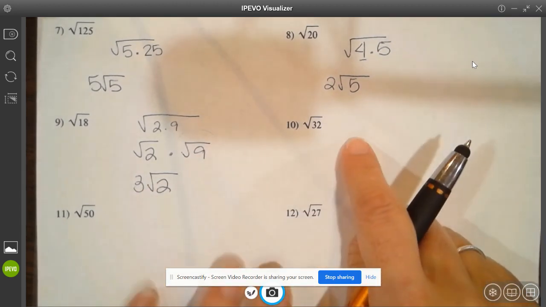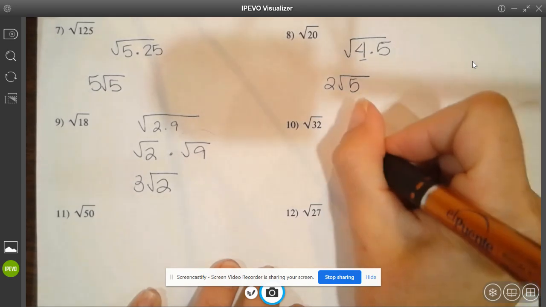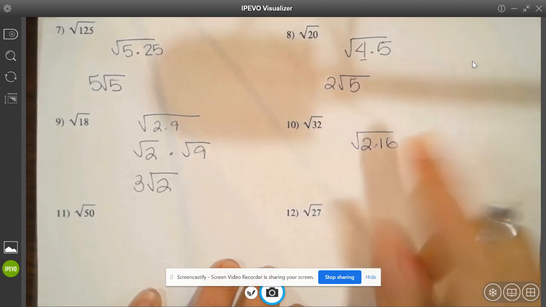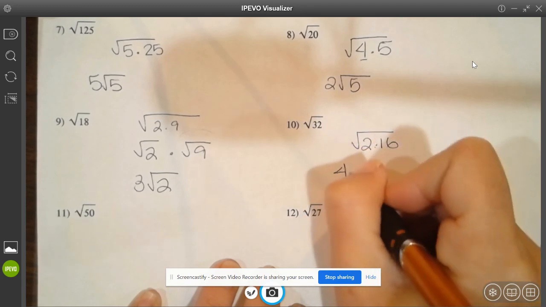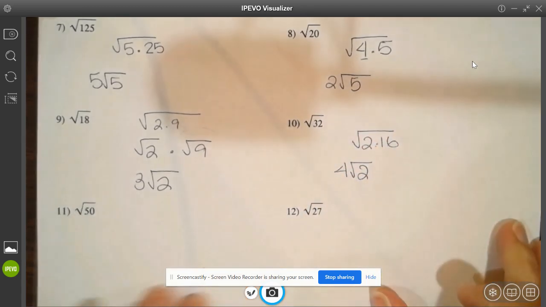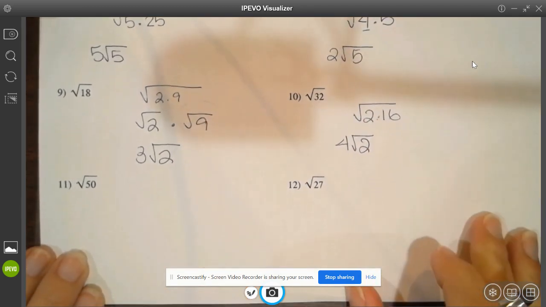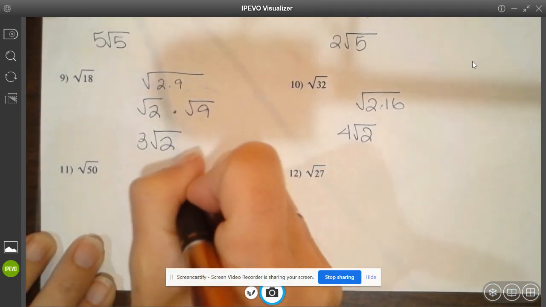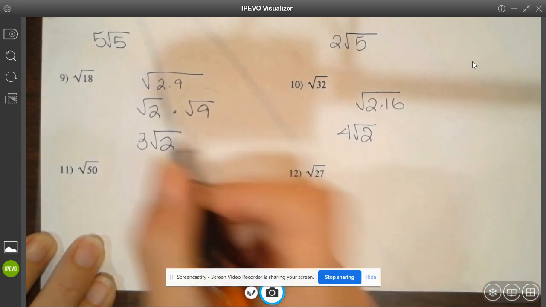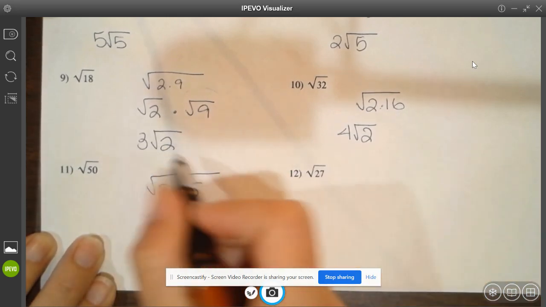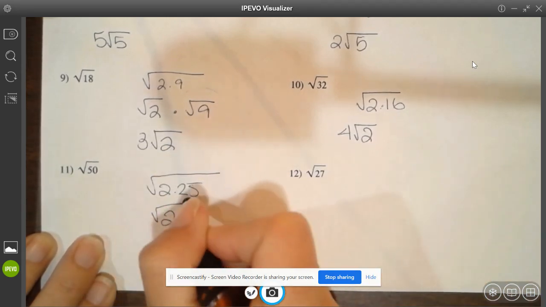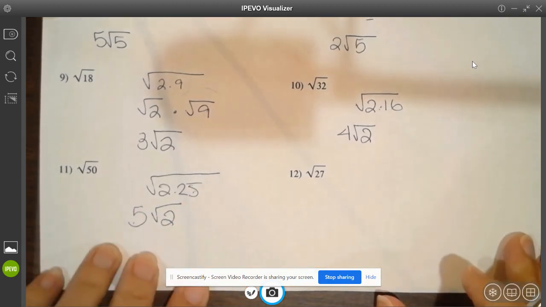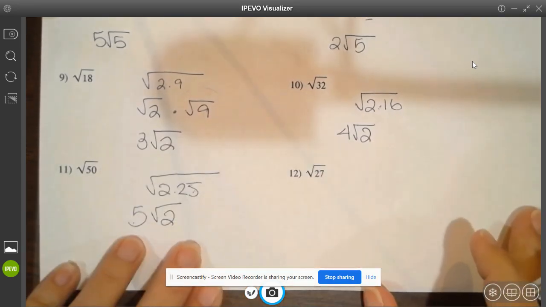All right, let's do this one. We have 2 times 16, and 16 is a perfect square. We take the 4 out, and we leave the 2 inside. All right, and 50, let's see. We have 2 times 25. Oh, there we go. We leave the 2 inside, and we take out the 5, the square root of 25. Okay, so you're playing with perfect squares here, right?